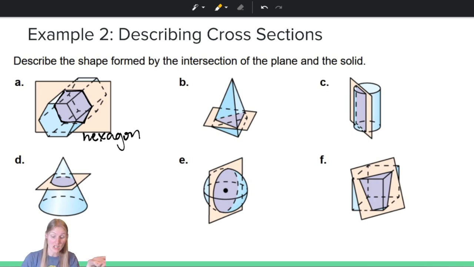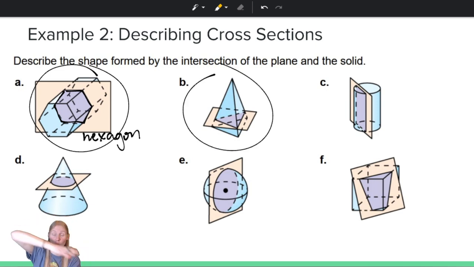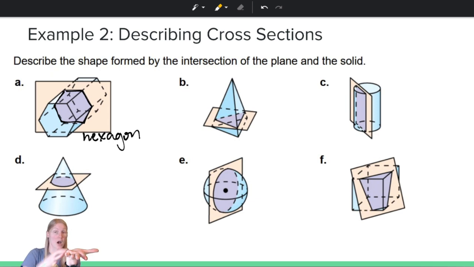And again, it looks like we're cutting parallel to the base. In part A, the bases were standing on the ends, but in part B, the base is sitting on the bottom. So when we say parallel to the base, it could be up and down, it could be horizontal. It depends on the orientation of the bases. In part B, the base is at the bottom of the shape, so we are cutting horizontally, and we will get a shape similar, like in chapter 8, similar to the base of our shape, which is a triangle. So part B is a triangle.